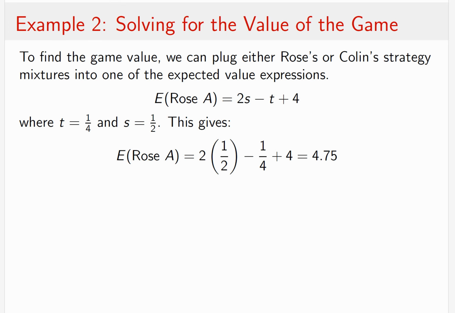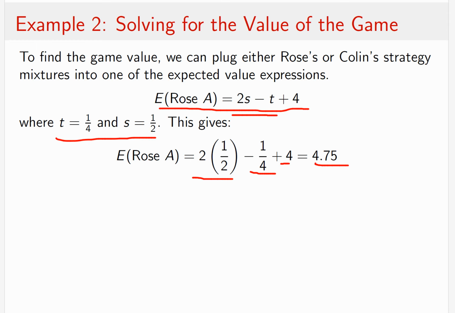right? So I go back and I get one of the expected values. Here's the one for Rose, but I know what S and T are equal to. So I plug in to the expected value S and T. S is a half, plug it in. 2 times a half is 1. T is equal to 1/4, so plug it in. So 1 minus 1/4 plus 4. 1 minus 1/4 is 3/4, plus 4 is 4.75. Okay, so that's the value.